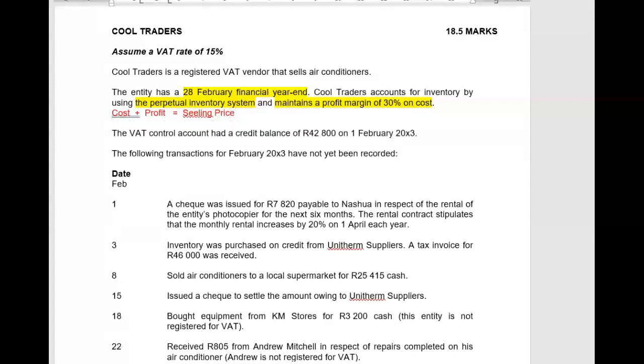So if our policy is to maintain a profit margin of 30% on cost, it means that if my profit is 30%, then my cost must be 100. 100 plus 30, because 30 divided by 100 equals 30%. You agree? That's not selling price, it's supposed to be selling price. Okay, so what is my selling price then? It's simple. 100 plus 30 equals 130.